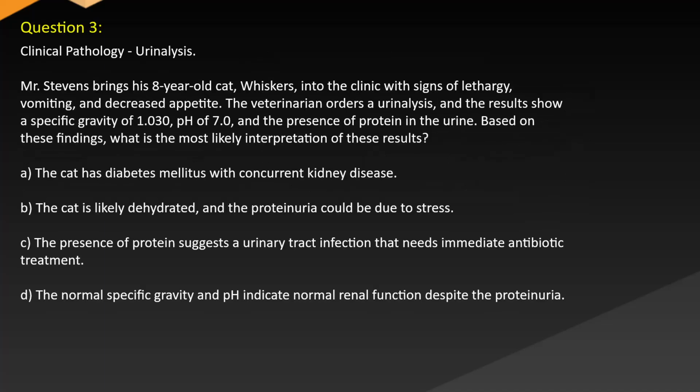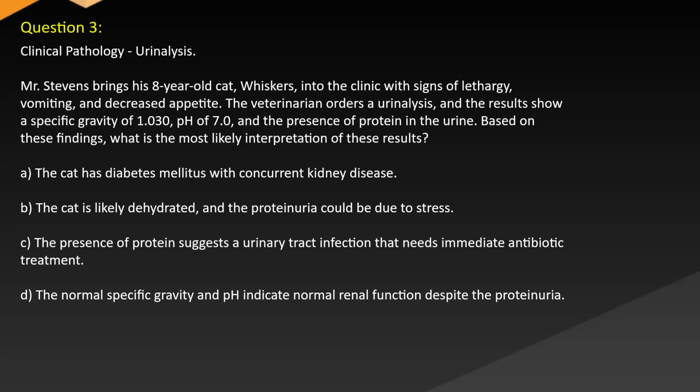Question 3. Clinical pathology. Urinalysis. Mr. Stevens brings his 8-year-old cat Whiskers into the clinic with signs of lethargy, vomiting, and decreased appetite. The veterinarian orders a urinalysis, and the results show a specific gravity of 1.30, pH of 7.0, and the presence of protein in the urine. Based on these findings, what is the most likely interpretation of these results?